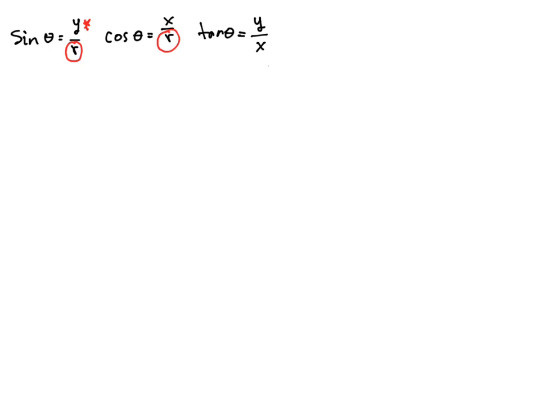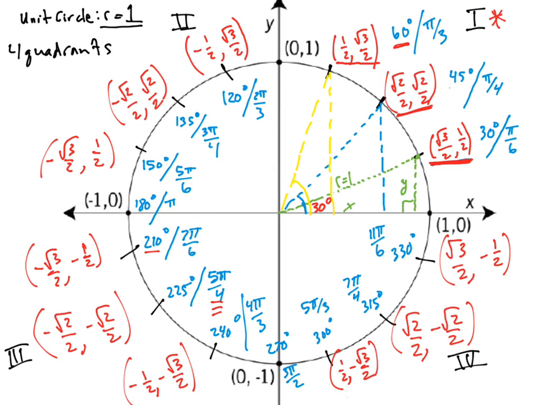Similarly, if we're talking about cosine at some angle, all we need to do is look at the x-coordinate, because x over 1 is just x. So let's look at a few examples here. Sine of 60 degrees. So what this is saying is, let's look at the unit circle. Let's locate 60 degrees. 60 degrees is up here.